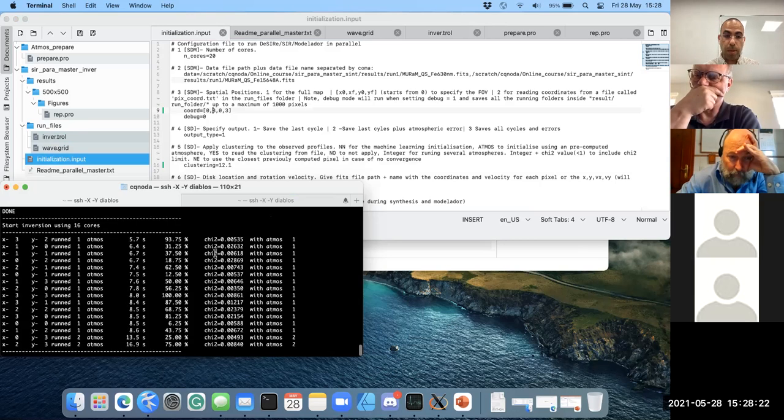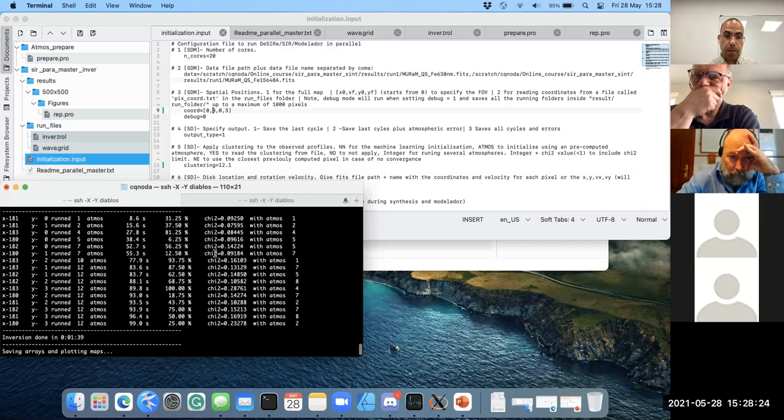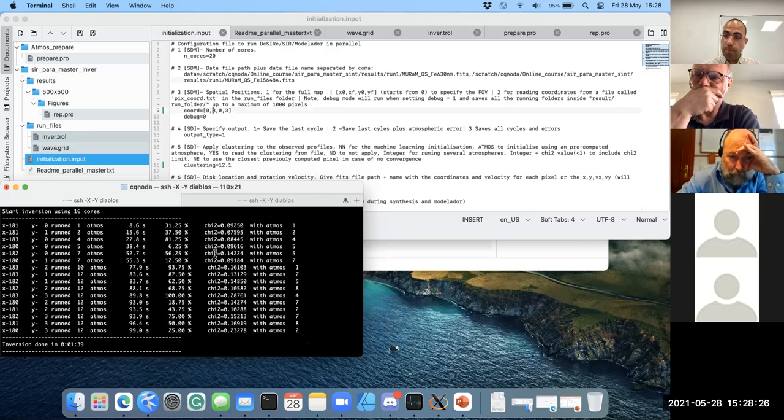But at the same time, when you have a complex area, ask the code to really push for fitting the signals there, because otherwise you may not really be fitting Stokes V or Stokes Q or U. So try to find a threshold that is balanced, that is not always running with 1 atmosphere, but also not always requiring 12 atmospheres in all the pixels.